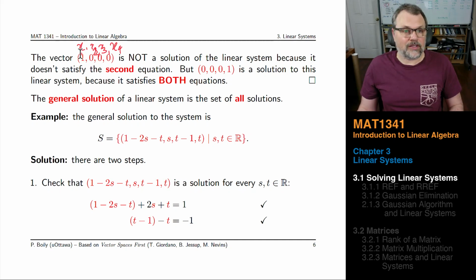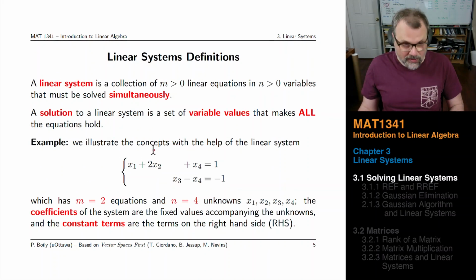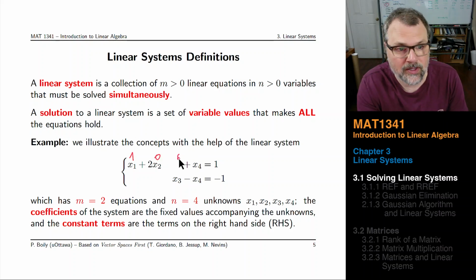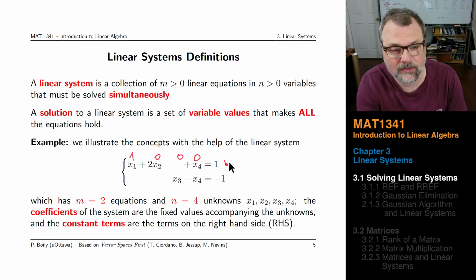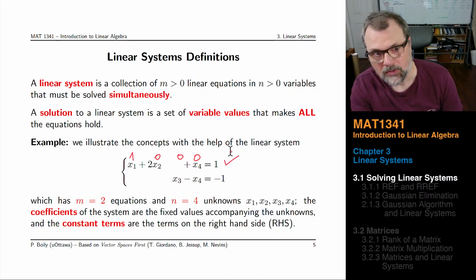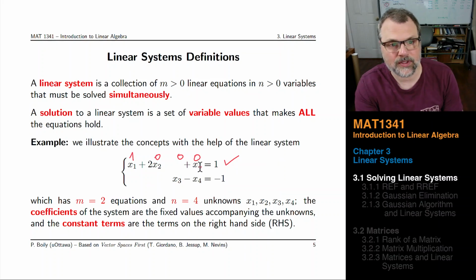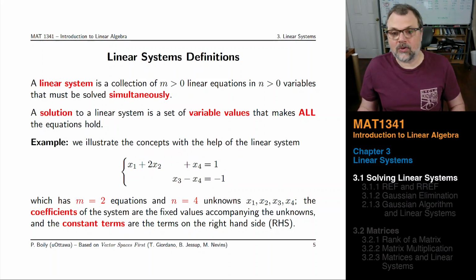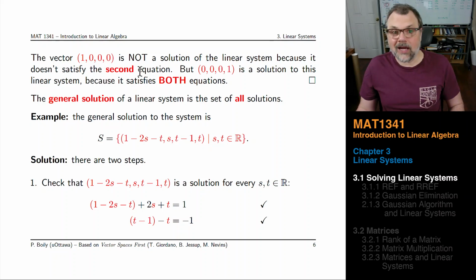Let's verify if this is indeed the case. 1, 0, 0, 0. So let's go back one slide. I'm going to replace x1 by 1, x2 by 0, x3 by 0, x4 by 0, and I get 1 plus twice 0 plus 0 plus 0. Yeah, that for sure is 1. But if I replace the same 1, 0, 0, 0 in the second equation, then I get 0 minus 0, that's 0, and that's not equal to minus 1. So the two equations are not satisfied simultaneously, and so 1, 0, 0, 0 is not a solution to the system.